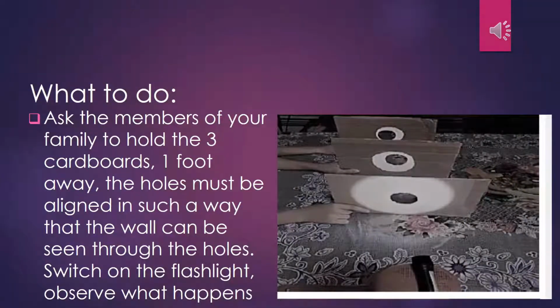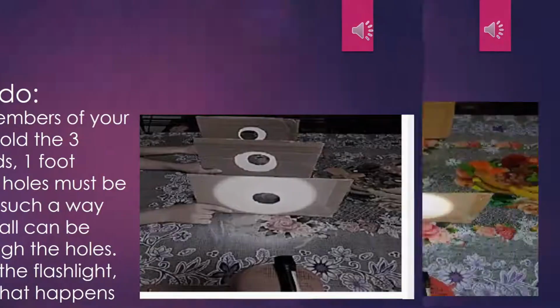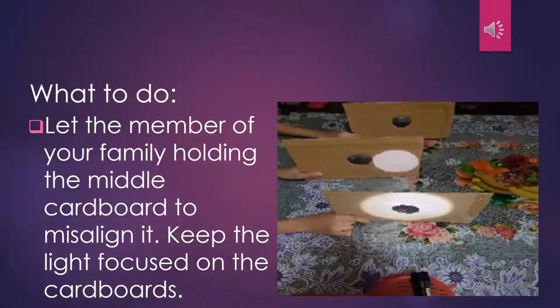Ask the members of your family to hold the 3 cardboards 1 foot apart. The holes must be aligned in such a way that the wall can be seen through the holes. Switch on the flashlight. Observe what happens. Let the member of your family holding the middle cardboard misalign it. Keep the light focused on the cardboards.